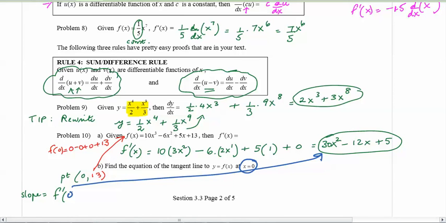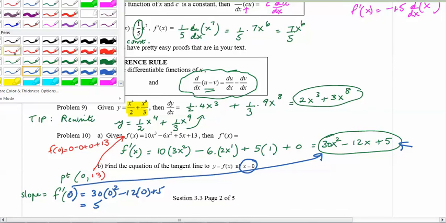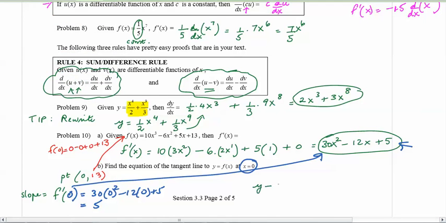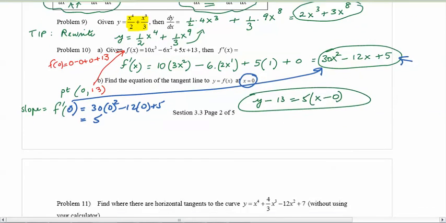Sorry about that. I'm going to use the rule for the slope function. And so f prime at 0 is going to be 30 times 0 squared minus 12 times 0 plus 5. That's where I was thinking ahead. That's where the 5 is coming from. So the slope is 5. All right. Now we're ready to write down the tangent line. The tangent line is going to simply be y minus my 13 equals 5 times x minus 0. Okay. And then we're going to finish up with one pretty straightforward question on the next page.